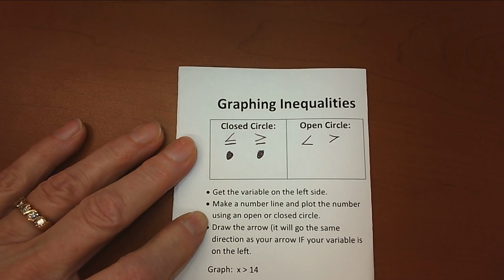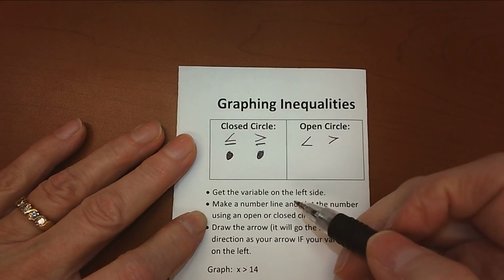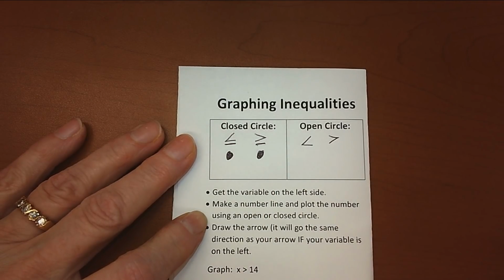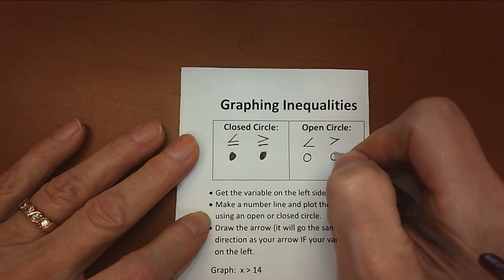Our circle gets filled in. And I like to think of it this way. We have to do a little extra work to make this symbol, so we do a little extra work to show its graph as well. And then these will be open circles on our number line.